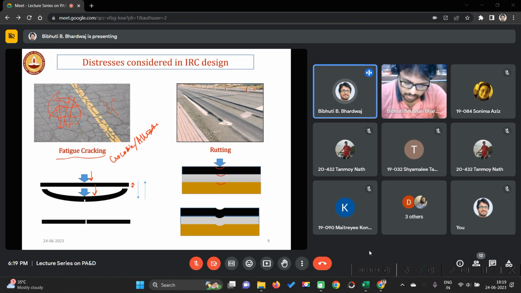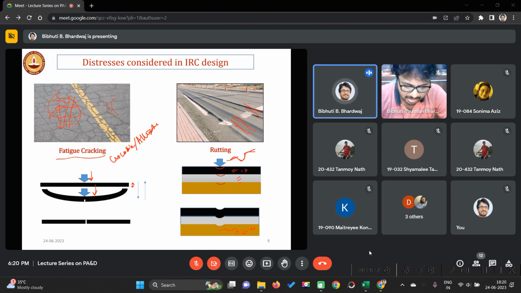What is rutting? Rutting happens when you have not compacted the bottom layers, especially the subgrade soil layer, before putting the other layers, or maybe you have compacted but have not used good quality materials in this soil subgrade. Then when heavy vehicular loads such as trucks go, this kind of depression may happen. This depression generally starts at the subgrade level.